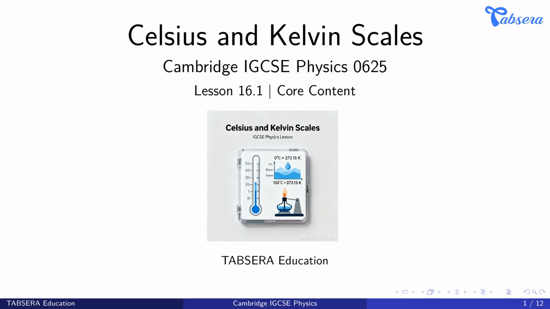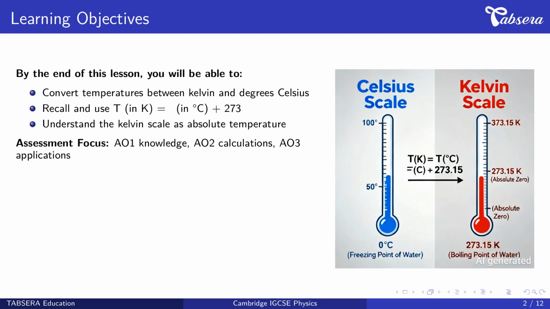This lesson covers core content for your Cambridge IGCSE physics examination, focusing on practical temperature conversions and the relationship between these two important temperature scales. Let's examine our learning objectives for today. By the end of this lesson, you will achieve three key outcomes. First, you will convert temperatures between Kelvin and degrees Celsius using the standard conversion formula.